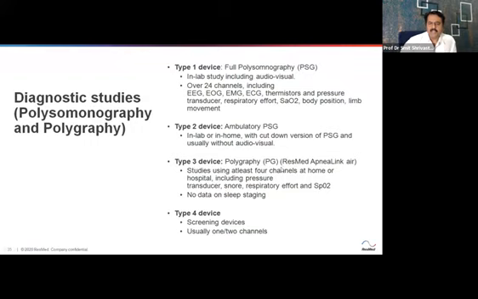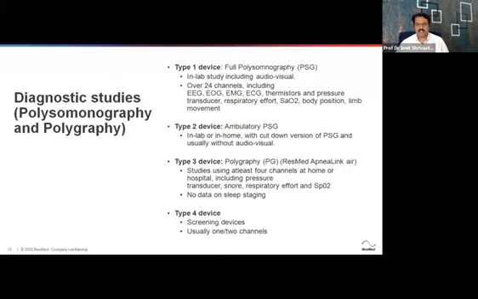Type 2 devices can be in lab or at home, but it's a cut down version of PSG. It is usually without the audio-visual part, but still it records snoring by catching the vibration in the nasal prong, and with the chest expansion, it can capture the different movements happening to the person.